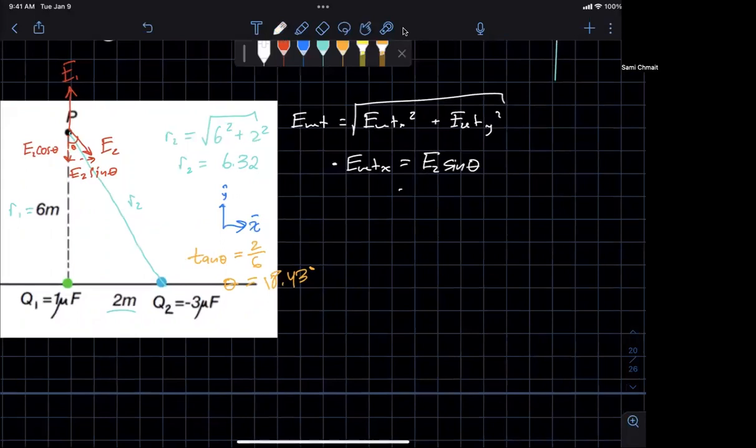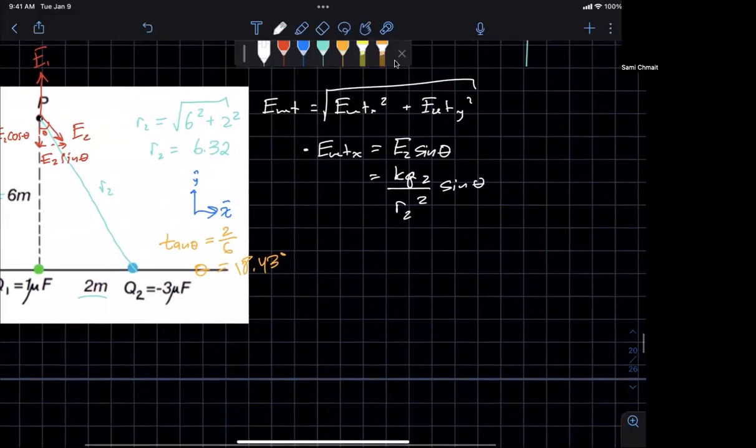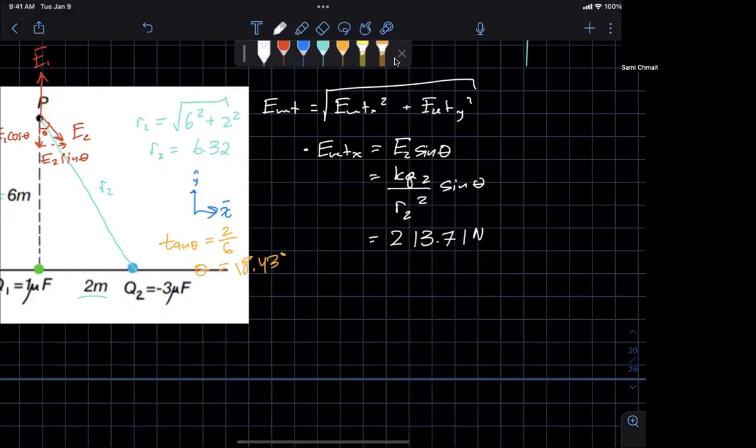Okay, we know our equation. That's kQ. Which one are we talking about? Q2. That distance between them, that's R2 squared, sine theta. We already found what theta is. You just plug everything in. k is that constant, 9 times 10 to the 9th. And then they gave us the charge. We found R2. We multiply by sine of the angle. We just found what the theta is. So that's equal to 213.71 newtons per coulomb. That's E net x, okay?